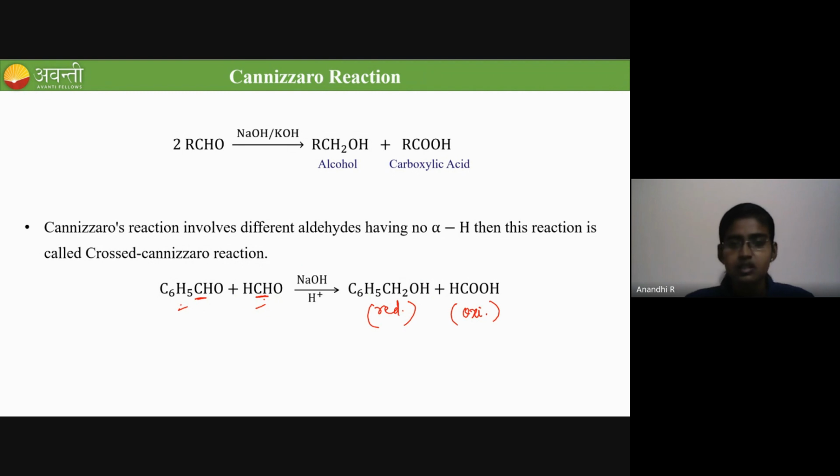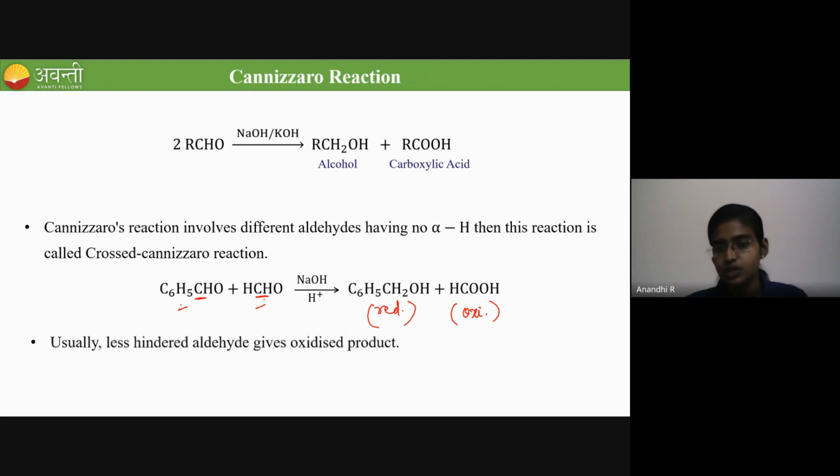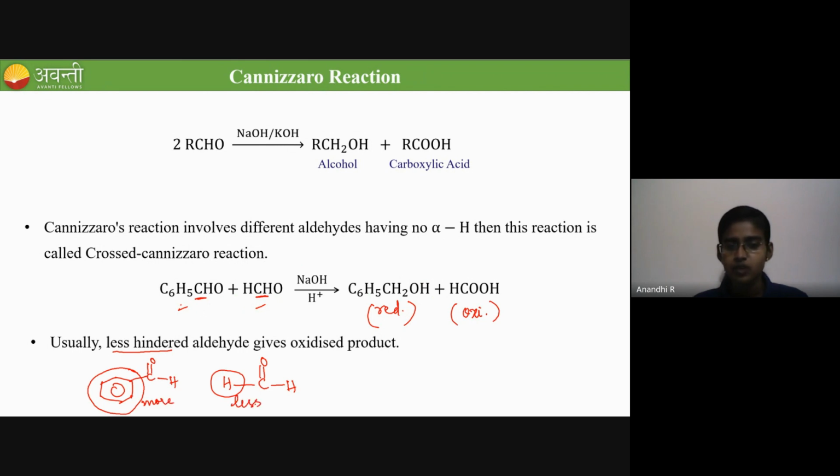So, which aldehyde gets oxidized and which aldehyde gets reduced? Usually, the less hindered aldehyde gives the oxidized product. Less hindered means less crowded. In methanal, we have hydrogen. In benzaldehyde, we have a C6H5 group attached to the carbonyl carbon. This is more crowded, right? This is less crowded because of the small hydrogen. So the less hindered aldehyde gives the oxidized product, and that's why methanal is getting oxidized.